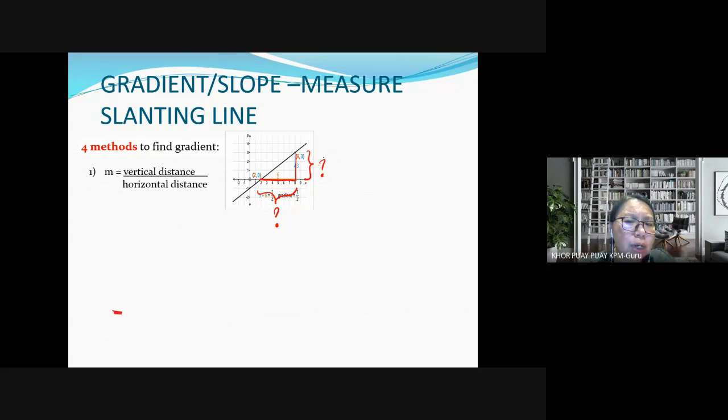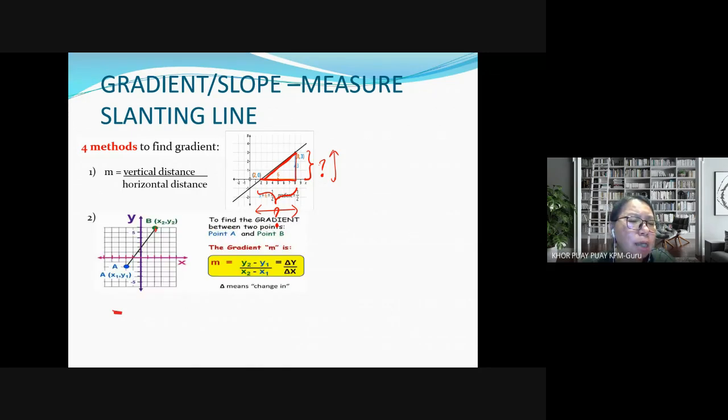The vertical one yang menegak, bahagi yang melintang. Okay, to count the slanting line here, that is your gradient. Or you can use 2 coordinates, this x and this y, then you can count minus to find your gradient. Or you can also use intercept, and that intercept you must have a negative in front of your formula.